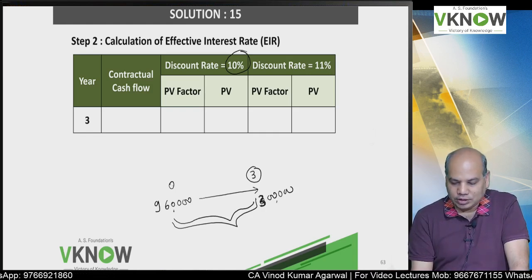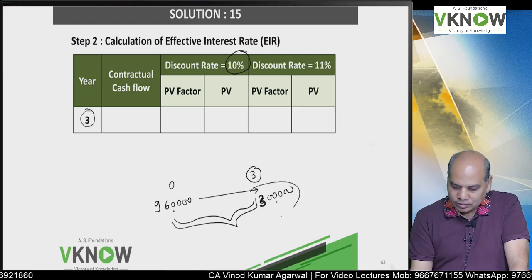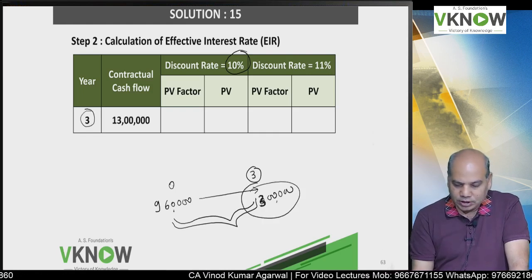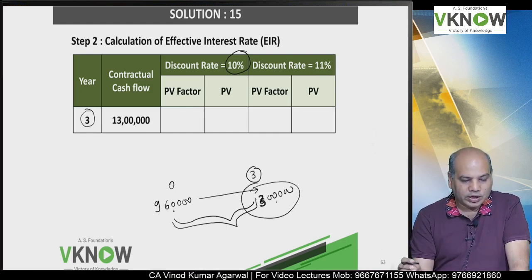Understood? Write down. Directly write year 3. Contractual cash flow 13 lakh. We will assume 10% as a lower discount rate.